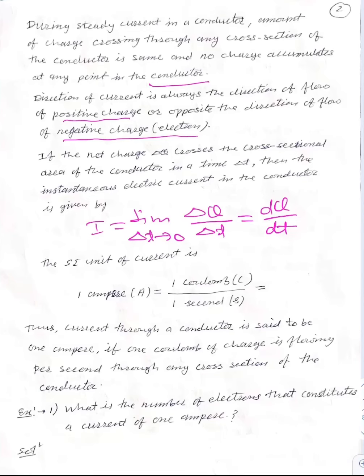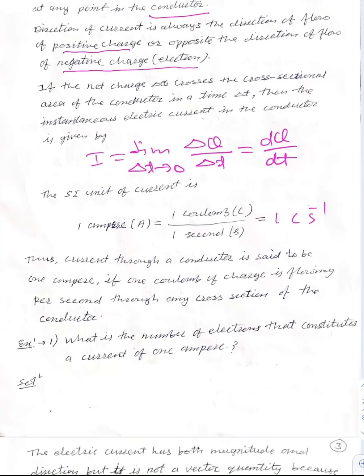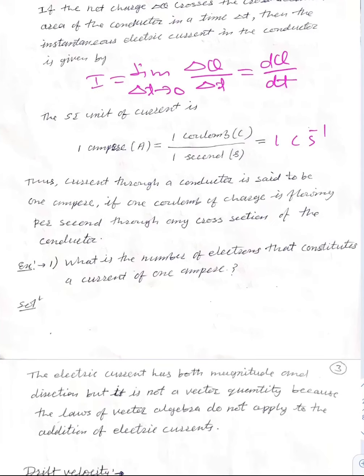The SI unit of current is 1 ampere, which is equal to 1 coulomb upon 1 second, or 1 coulomb per second. Thus, current through a conductor is said to be 1 ampere if 1 coulomb of charge is flowing per second through any cross section of the conductor.